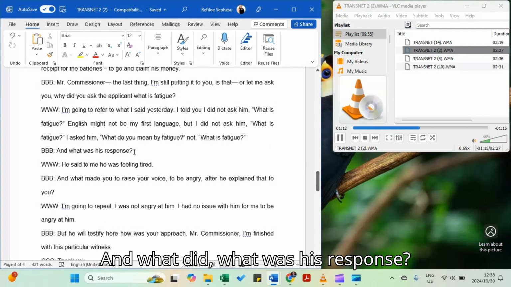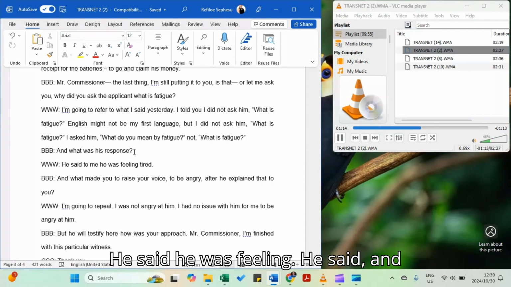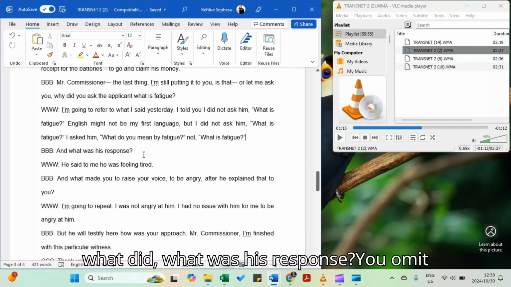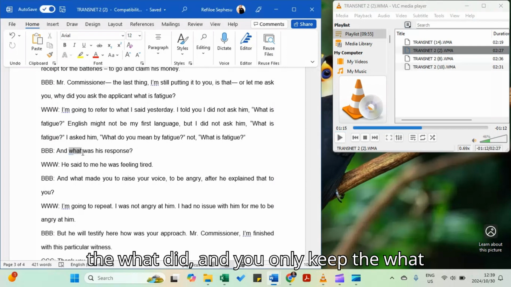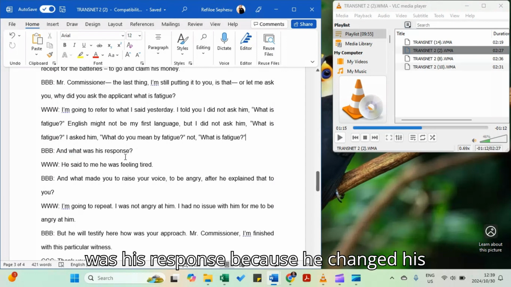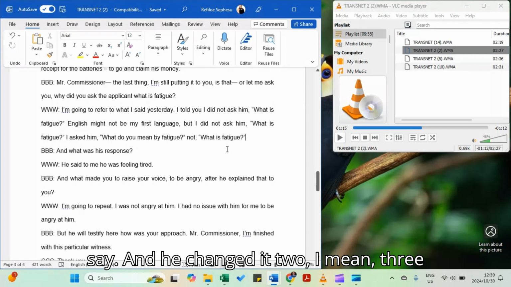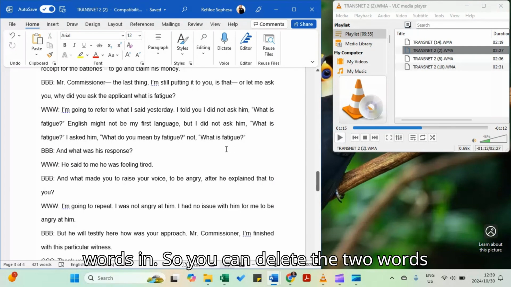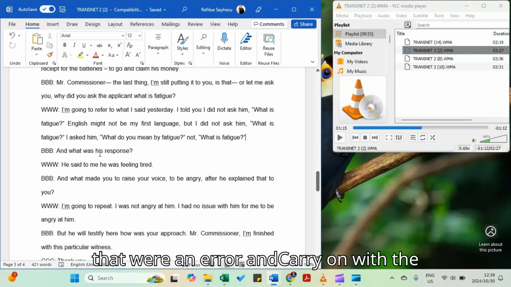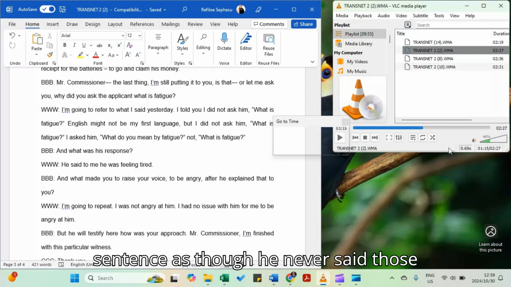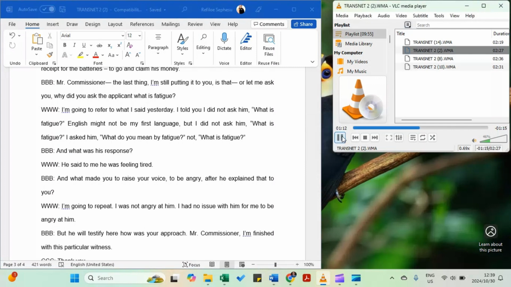And what was his response? He said to me he was feeling. Okay, he said, and what was his response? You omit the what did and you only keep the what was his response because he changed his thought. He changed what he wanted to say and he changed it three words in. So you can delete the two words that were in error and carry on with the sentence as though he never said those other two words. Was his response? He said to me he was feeling tired.